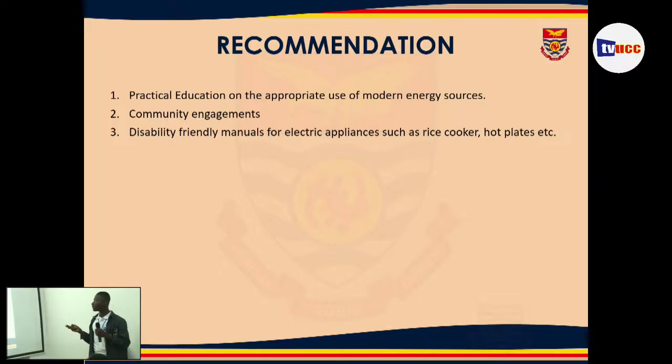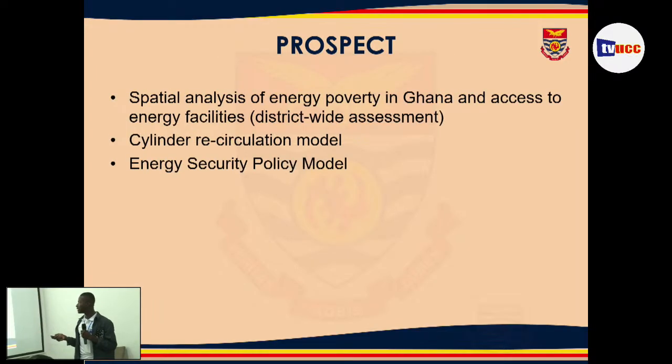So our recommendation is that practical education on the appropriate use of modern energy sources shouldn't be just theoretical. They can take the LPG gas cylinder there with the stove and teach them how to use it. Some have the perception that it may explode and all that, but with practical education and community engagement, even for those who are not literate, through the town halls and assemblymen, they can educate them. And also, we are recommending disability-friendly manuals for electric appliances, such as rice cookers, to increase the share of modern energy use among the disabled.